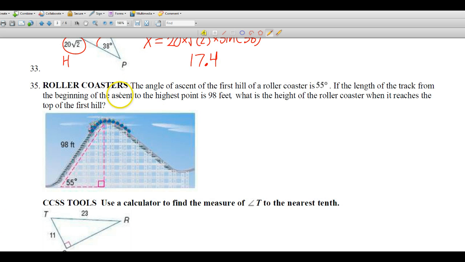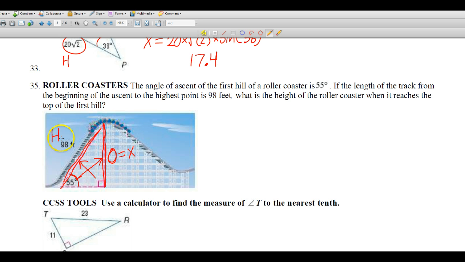For number 35, the angle of ascent of the first hill of a roller coaster is 55 degrees. If the length of the track from the beginning of the ascent to the highest point is 98 feet, so we are given this side, which is opposite from the right angle, so that's the hypotenuse. What is the height of the roller coaster when it reaches the top of the first hill? So we want to figure out how high this roller coaster is. So that would be the side opposite from our angle. We'll just call that x.